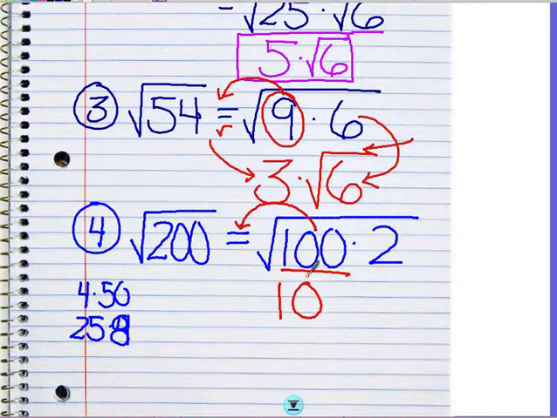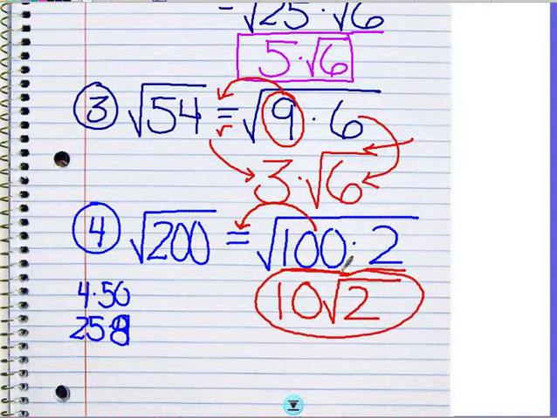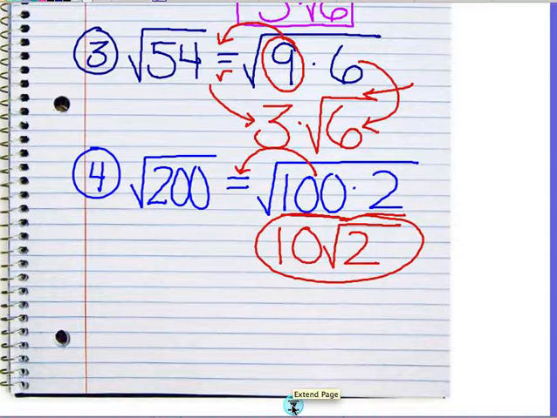Now, 100 is on our list, so the square root of that is a lovely whole number. It's 10. 2 is not on our list. Its square root is a decimal, so it's going to stay behind. 10 times the square root of 2, or 10 radical 2, is a simplified version of the square root of 200. Let's try one more, and then I think you've probably got this.